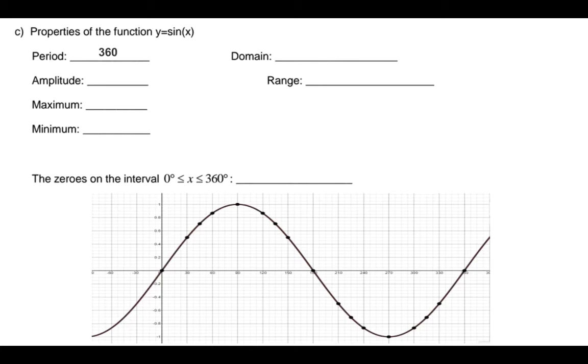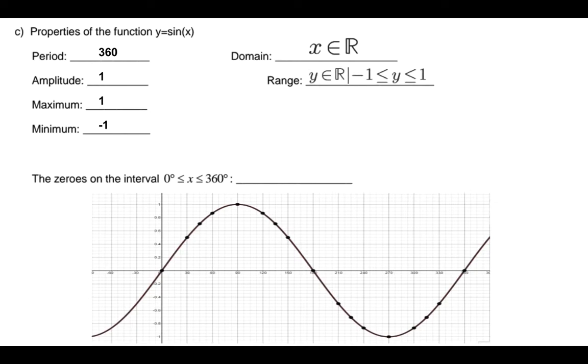Some properties: the period is 360 degrees. It's a full cycle. That's the length of the cycle. The amplitude's 1. The max point's 1. Min is -1. Domain is all real numbers. Keep going forever. And the range is between -1 and 1.